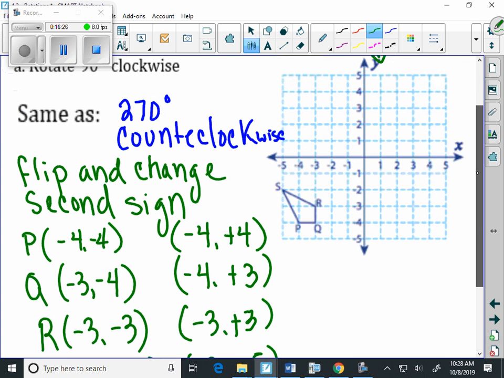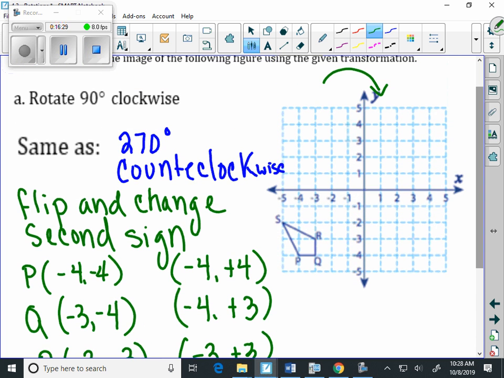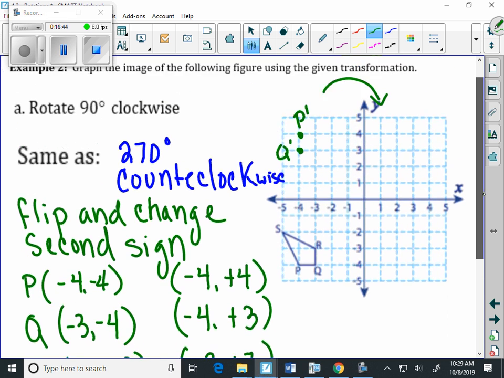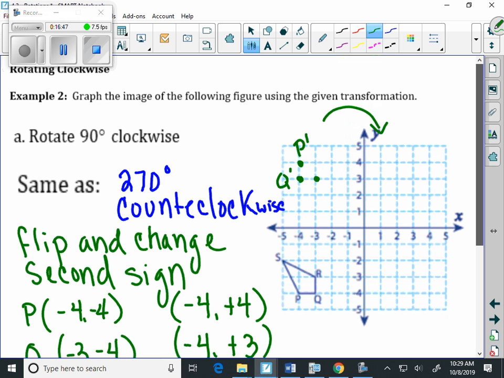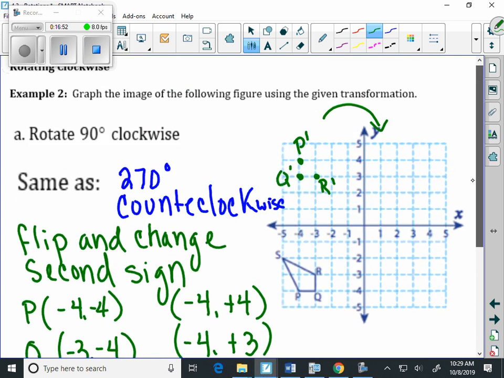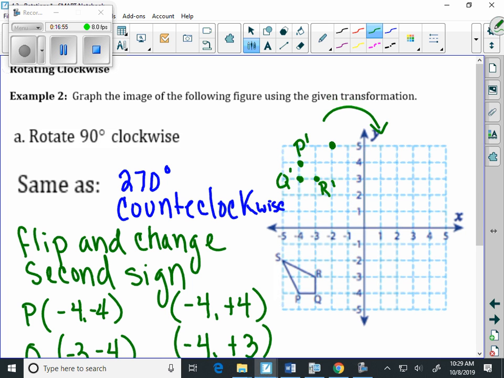So we've got -4, 4. 1, 2, 3, 4. There's our new P. -4, 3. 1, 2, 3. Here's our new Q. Our new R is -3, 3. And our new S is -2, 5. And when we draw our picture, we get that.